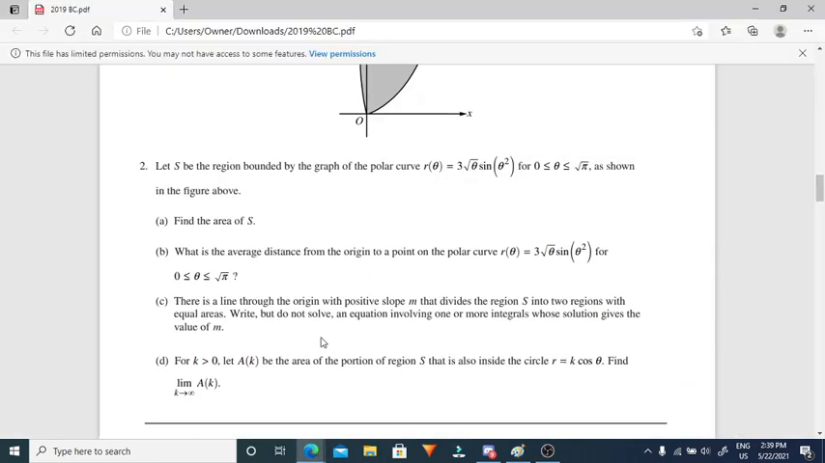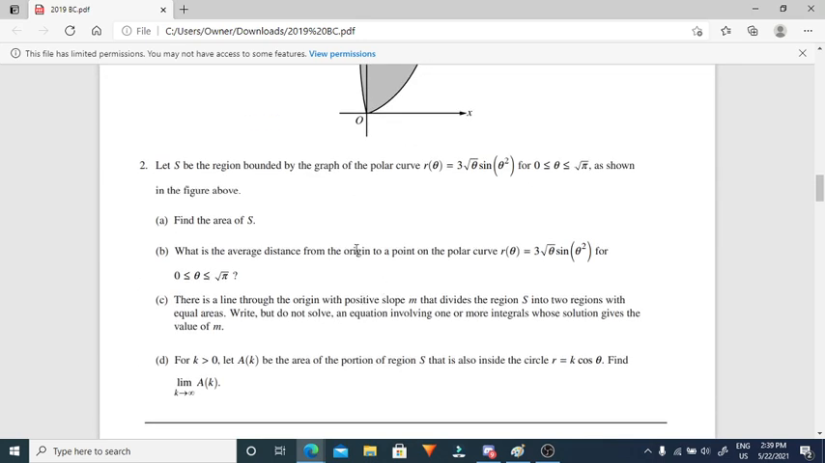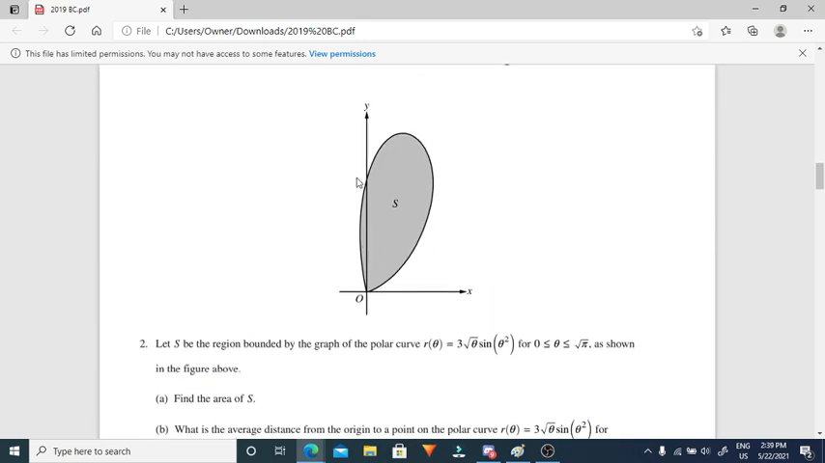And that completes question 1. So moving on to question 2. These we can also use a graphing calculator for. So let S be the region bounded by the graph of the polar curve r of theta equals 3 root theta sine of theta squared, for 0 is less than or equal to theta is less than or equal to root pi, as shown in the figure above. So A, first we'll find the area of S.